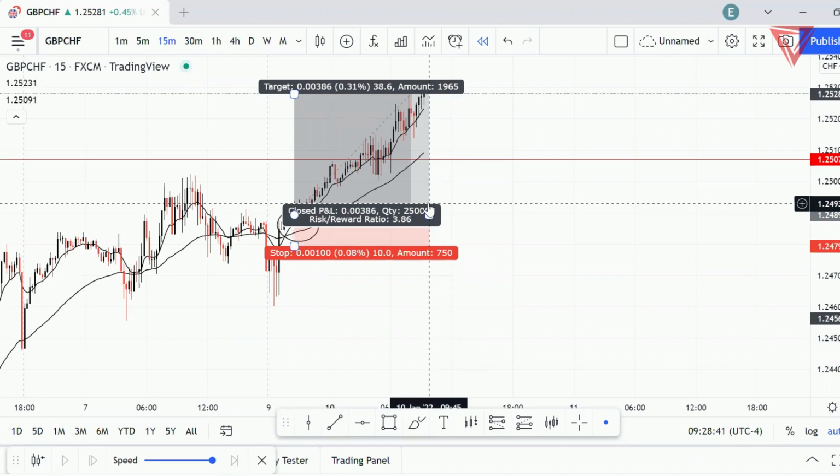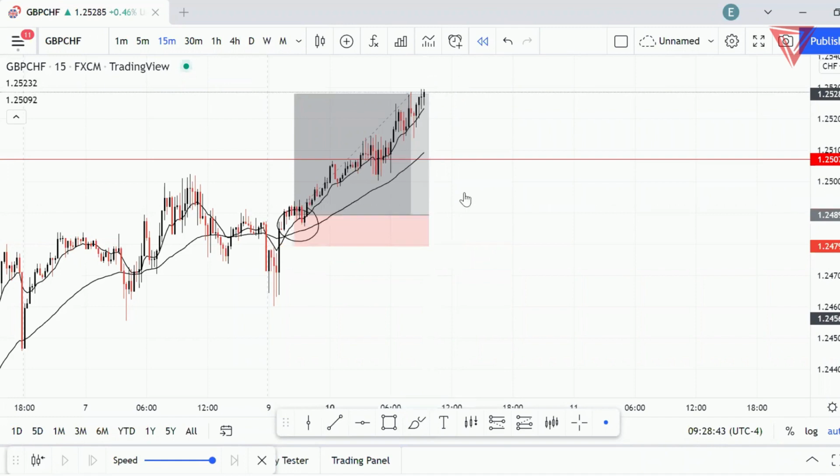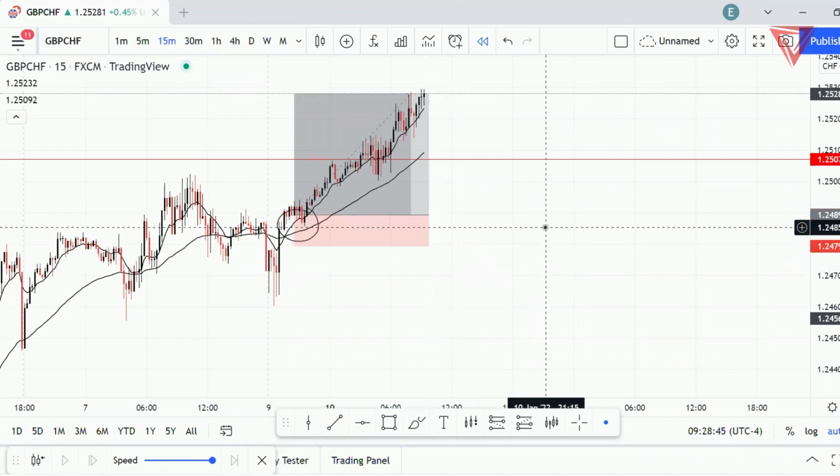And in a case like this, I want all of my entry criteria to align and make sense to me. Therefore, I'm able to take the trade with little to no remorse. And that is what it boils down to.